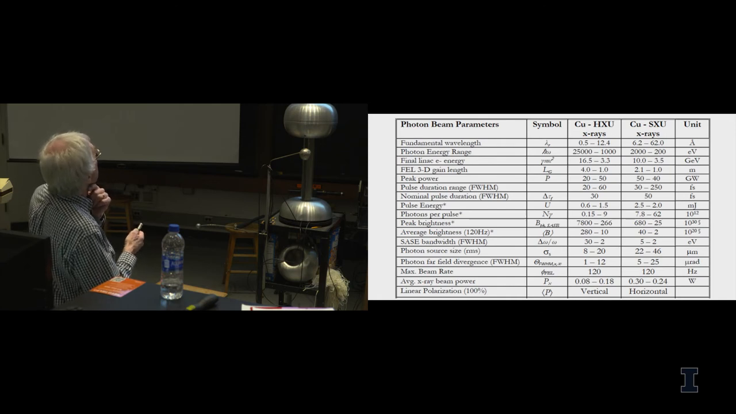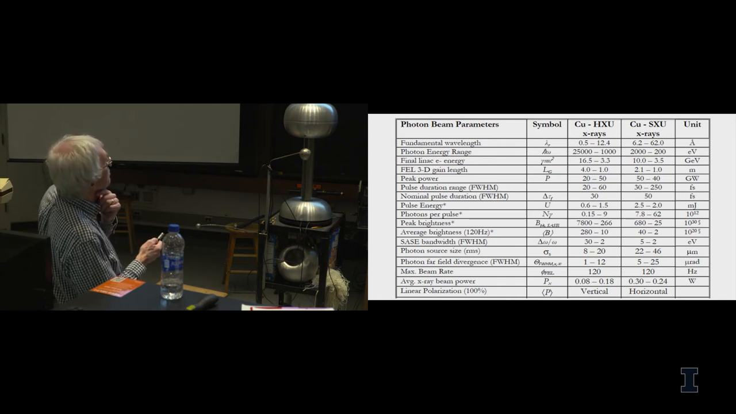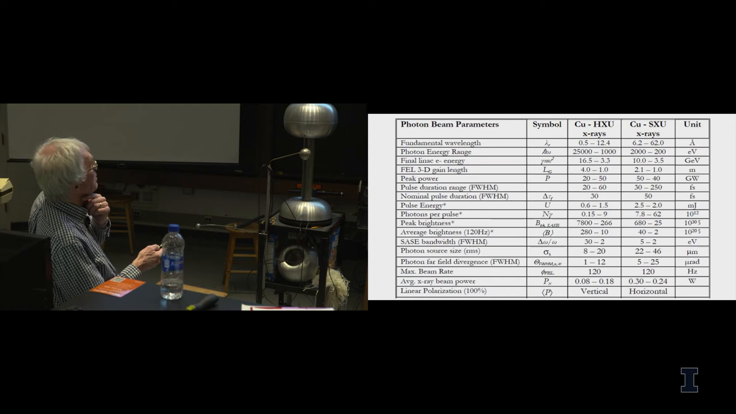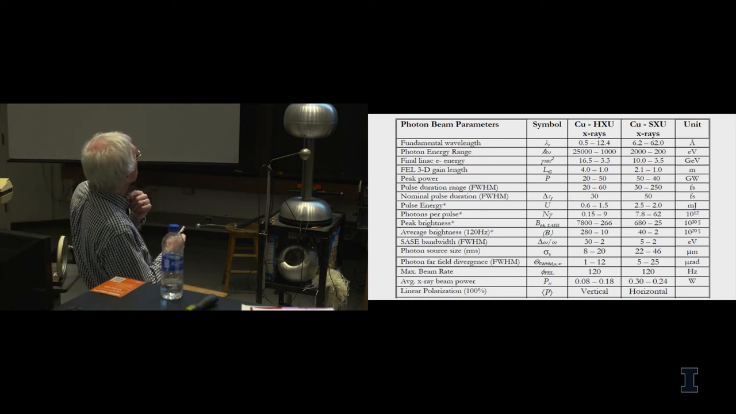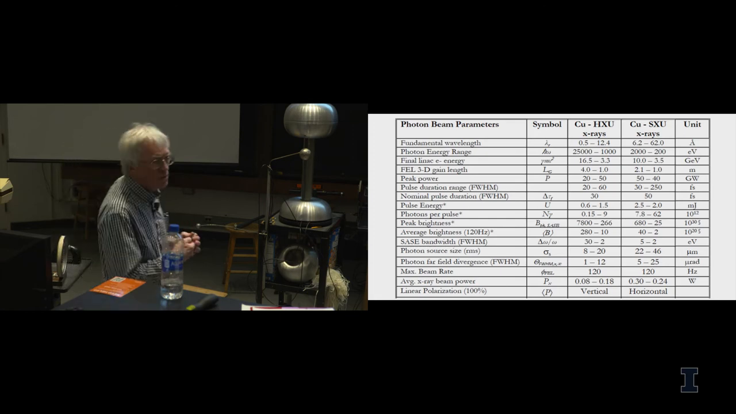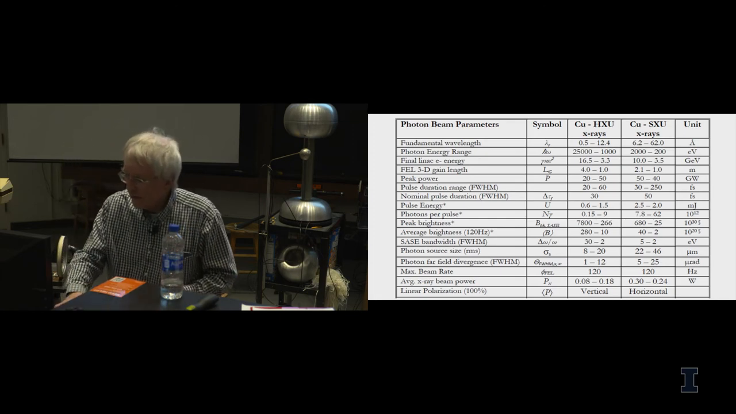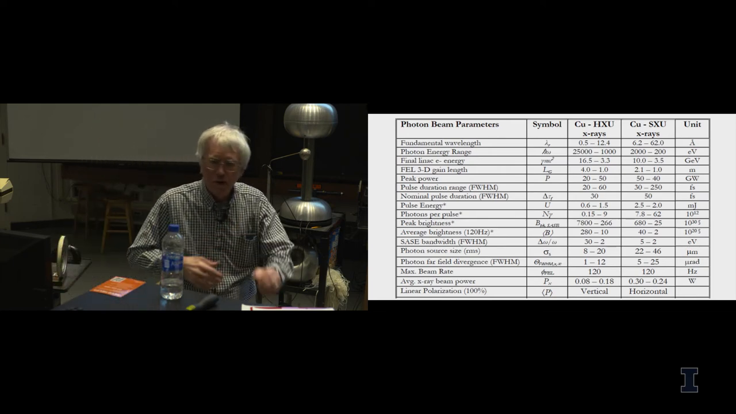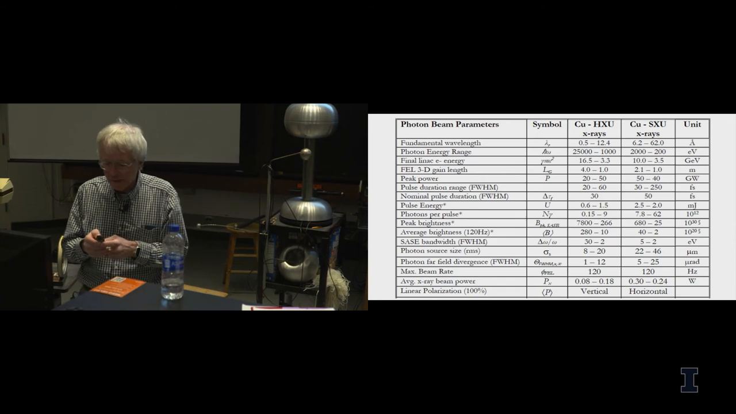Let's see what else to look at here. Peak power is large, gigawatts of peak power. Pulses are short, however, but that can be useful sometimes, like 20 to 60 femtoseconds. You can use that for maybe some coherent excitation experiments. And that's just the summary of the kind of properties that you can get in these beams.